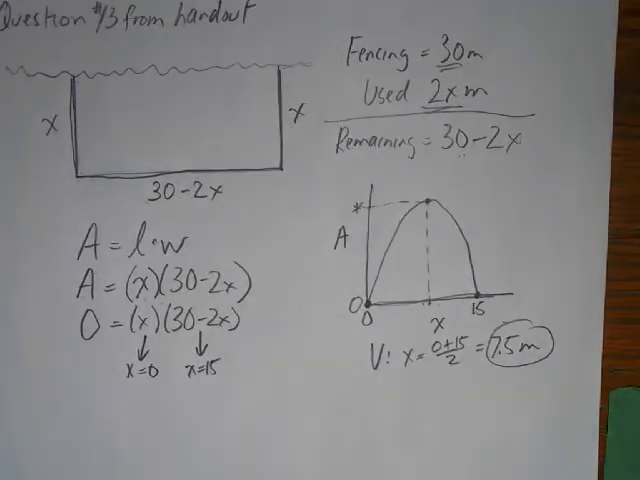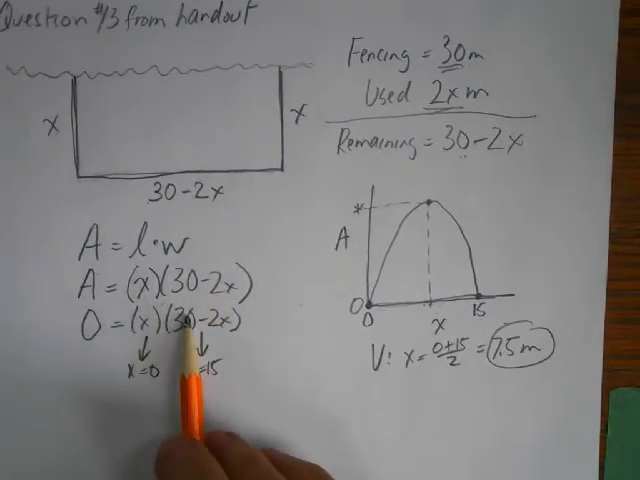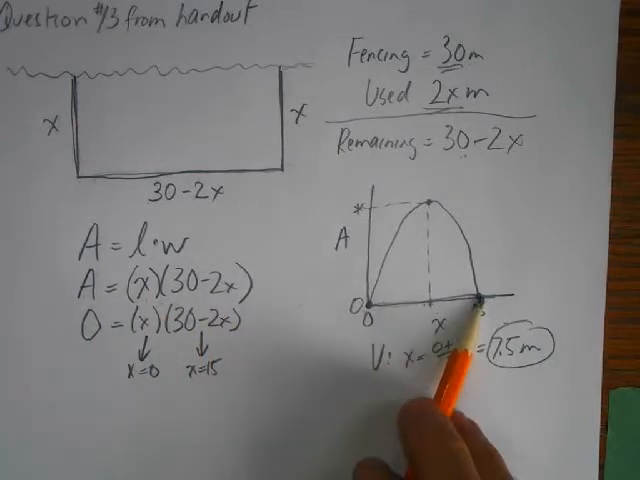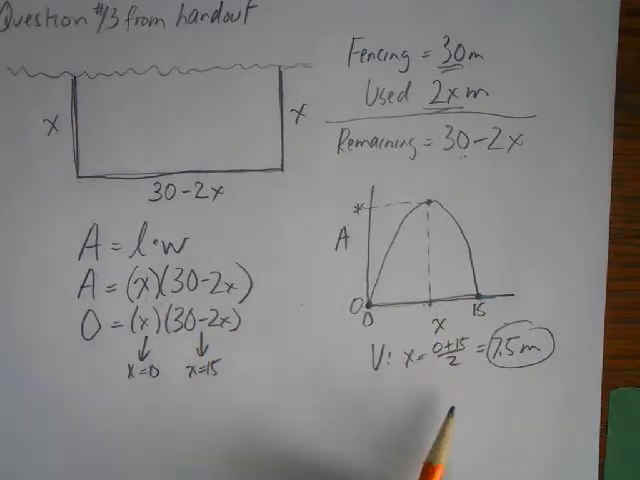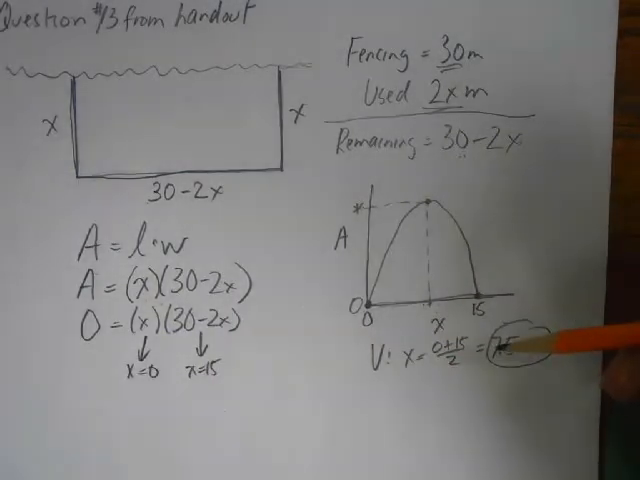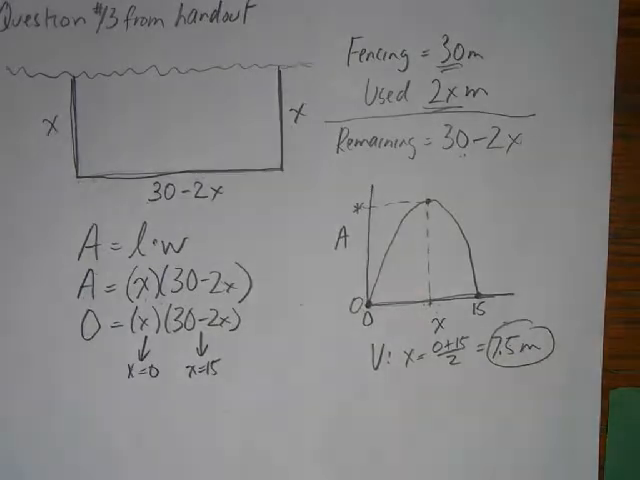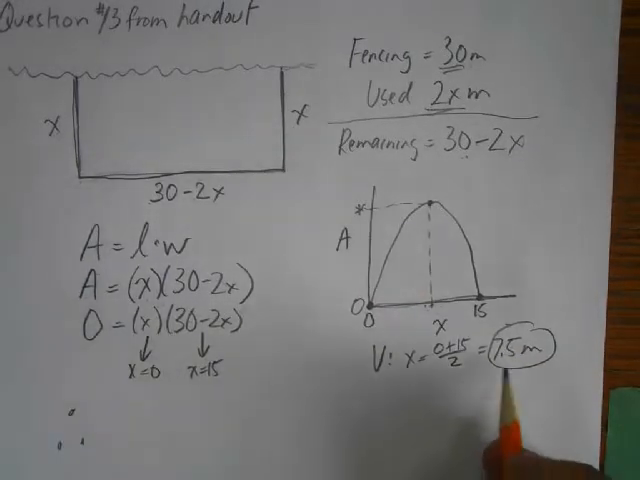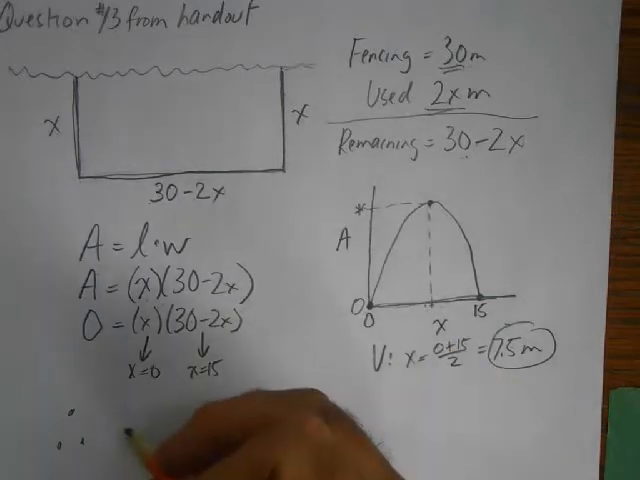Okay, found that very quick. And that's because it's in factored form. Set the area to 0, solve for the factors. We get the zeros, and then the midway point is where the vertex will be, the axis of symmetry. Okay. So we basically answered the question. X needs to be 7.5 meters.